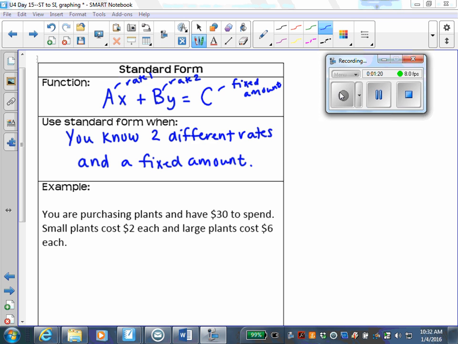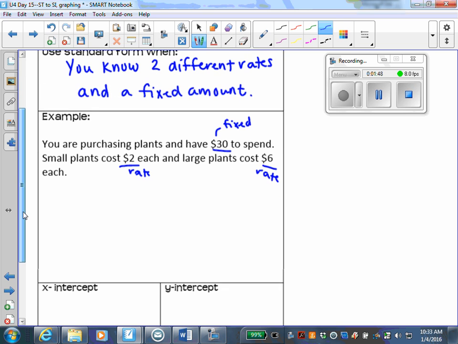So an example of that is you are purchasing plants and have $30 to spend. So I'm going to underline that 30. Small plants cost $2 each and large plants cost $6 each. So the $2 each, that's a rate, and the $6 each, that's a rate. The $30 is like the fixed amount. And these are rates.